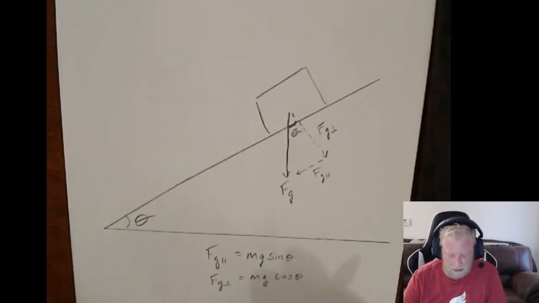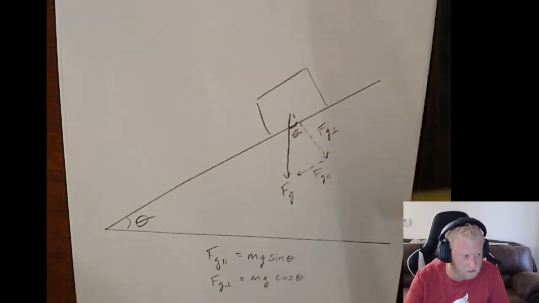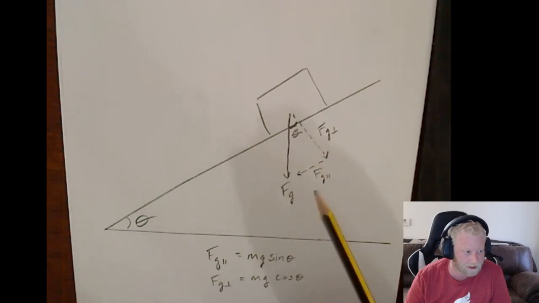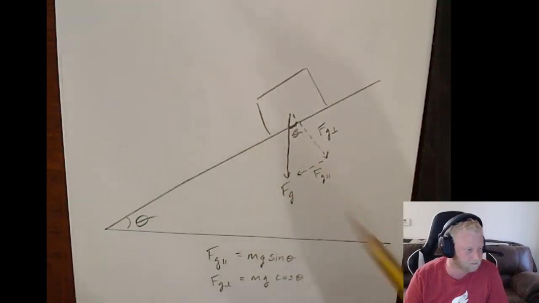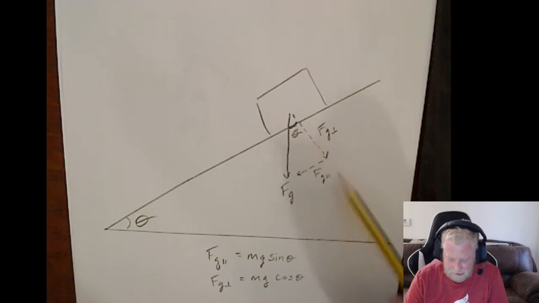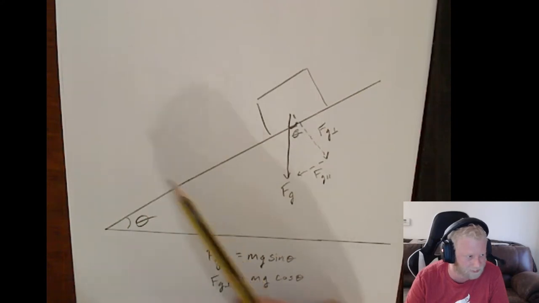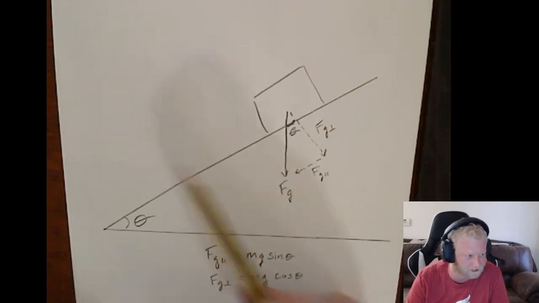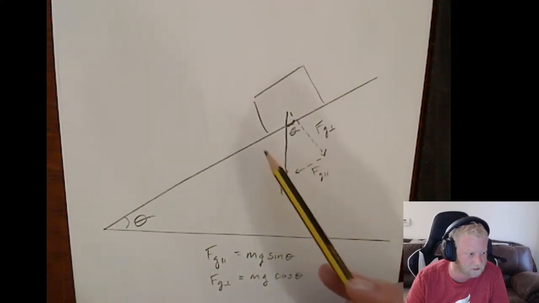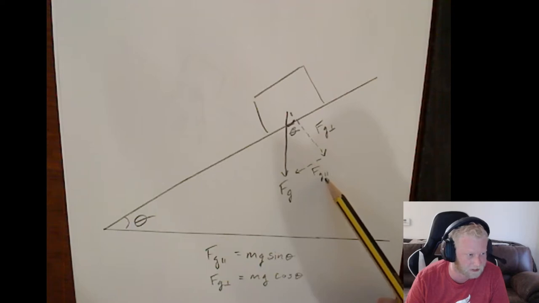Now, one big thing to recognize here is that FG parallel is always pulling down, down the slope. And that makes sense, right? That's the only reason a slide works. It's because you have this parallel component of the gravitational force pulling you down. The steeper this angle gets, the closer this angle gets to 90, the greater FG parallel becomes. The closer this angle gets to zero, the smaller FG parallel becomes.